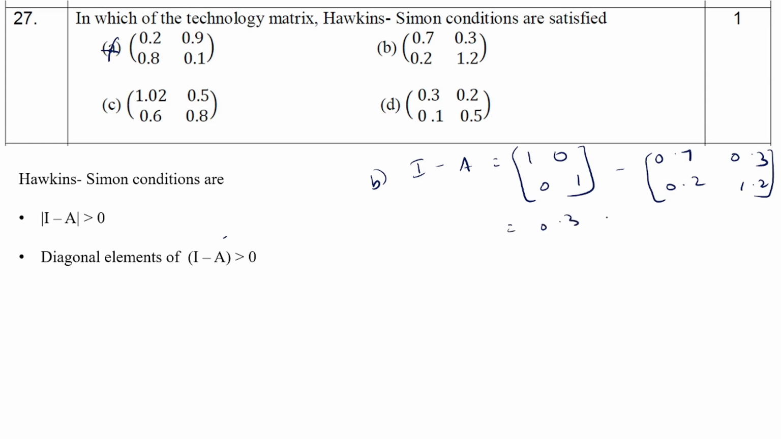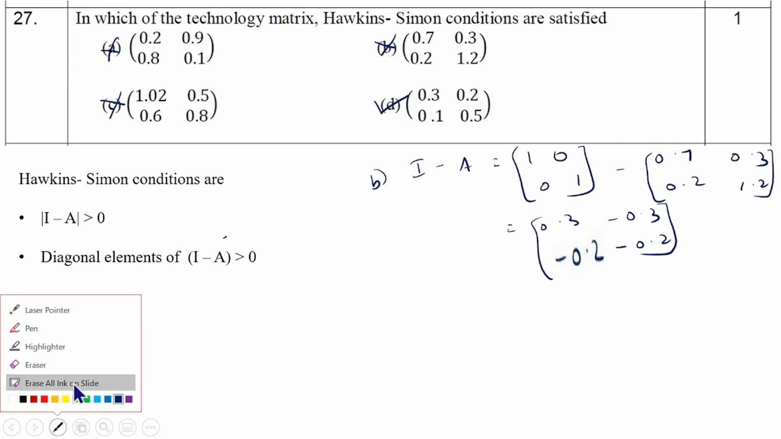So this is equal to 0.3, minus 0.3, and minus 0.2. Here we can see that the diagonal elements should be greater than 0, but here this element is less than 0. So option B is also wrong. Then again if we consider C and find I minus A, the first term will be 1 minus 1.2, it is minus 0.02. Again the diagonal element is not greater than 0. So this option will also be ruled out. So the correct option is option D.